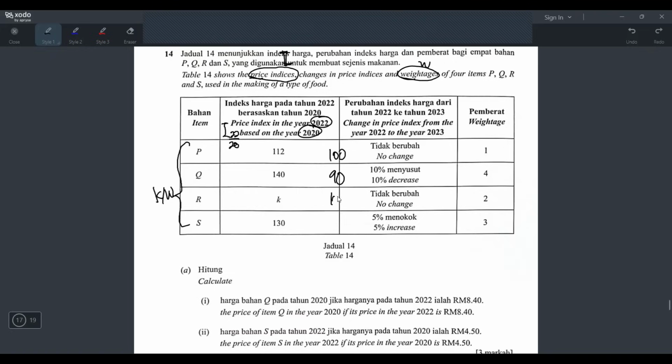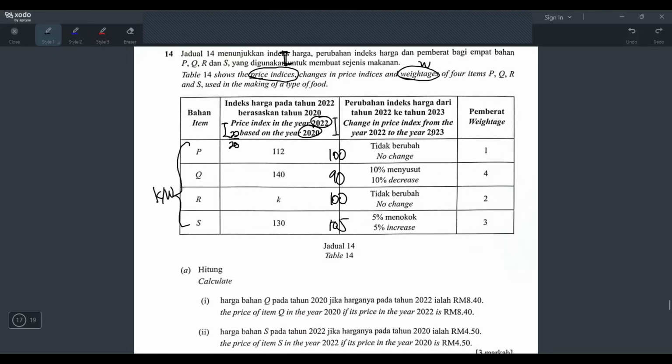If they say no change, 100. If they say 5% increase, 105, because 100 plus. Just remember, for index number, when the price increases, you take 100 plus. If it decreases, you take 100 minus. But if there is no change, it's 100. And don't forget, all this is actually the price index.